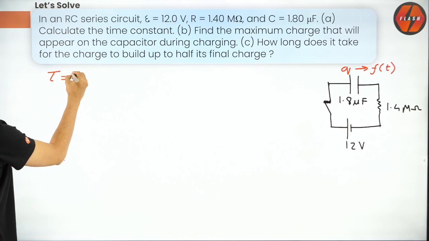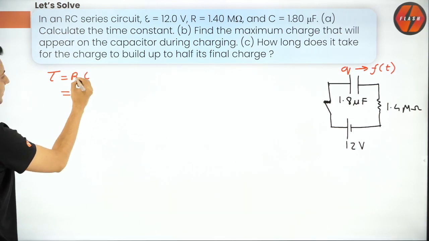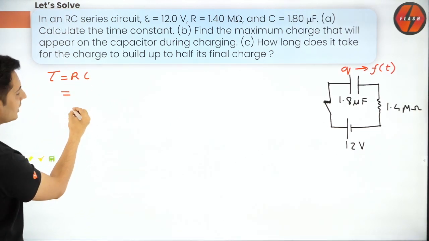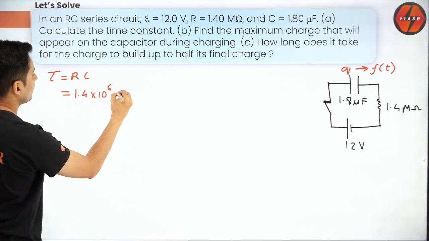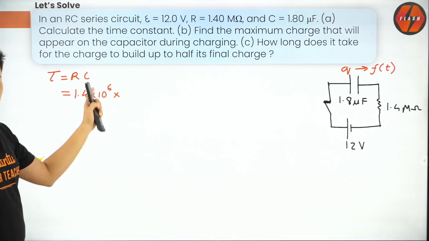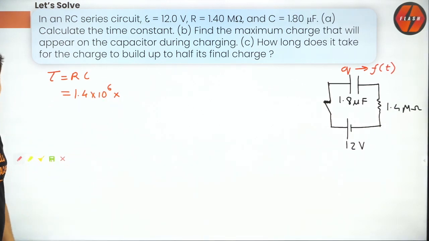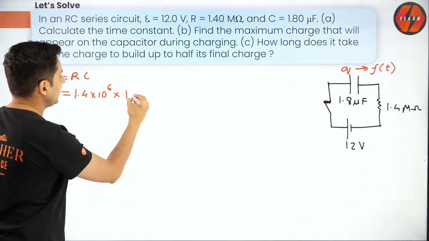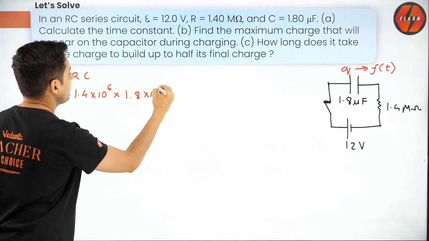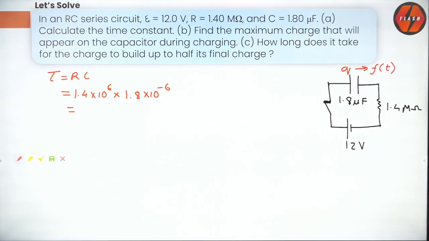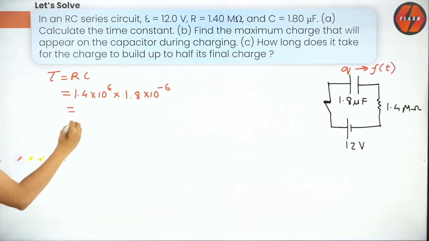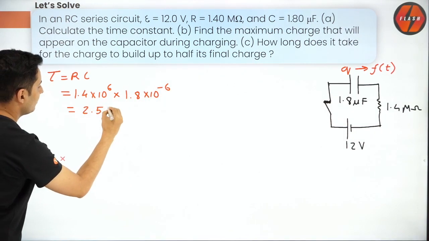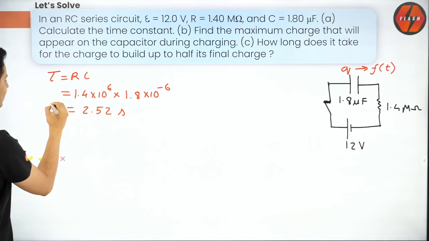Well, time constant is just RC, that's plain simple. R is how much? It's 1.4 mega, which is 10 to the power 6, and C, capacitance, is 1.8 microfarad, guys. So 1.8 into 10 to the power minus 6. Just check this out. Hence, these two will get cancelled, and what will you have? You will have 2.52, but this will be in seconds.